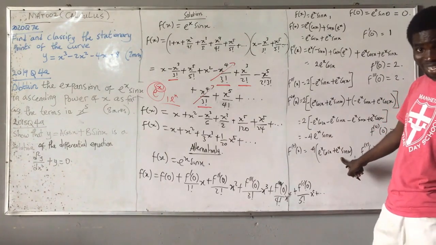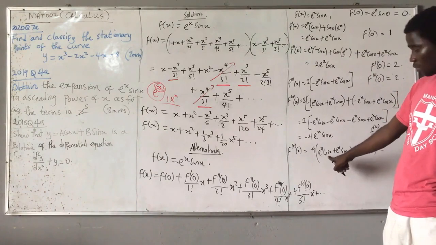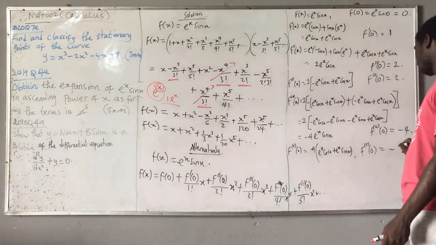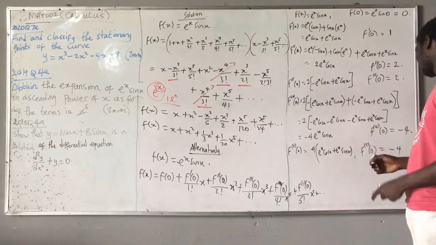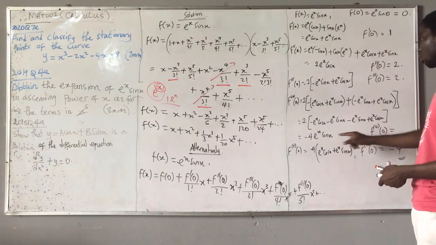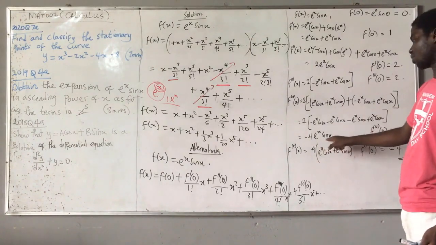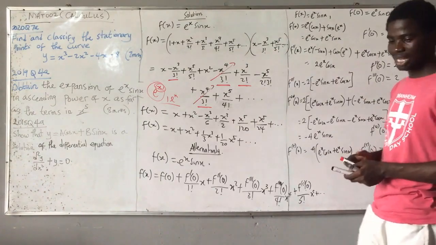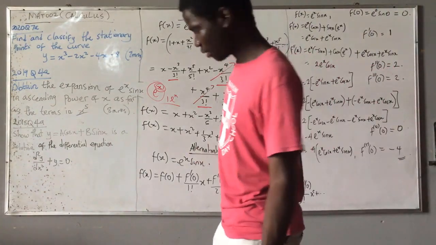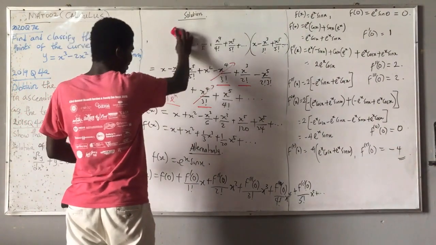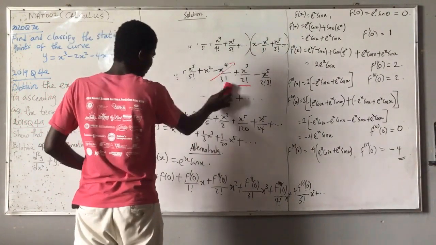This one will be 0 because sin 0 is 0. Because e raised to power 0 is 1, this one is 1. Minus 4 times 1, minus 4. And that is the answer. This is rubbish, f4. This is 0. 0 times anything is 0. Now, let me just put in the values. So I just need to put in the values, and then I've gotten the series I'm talking about.